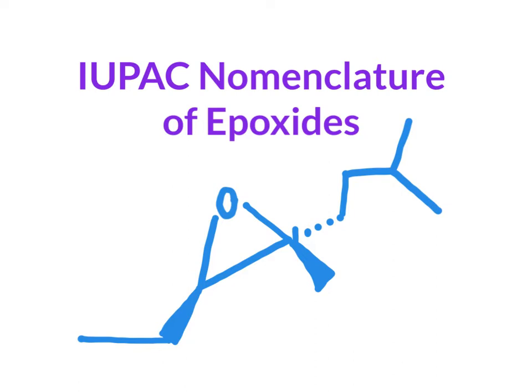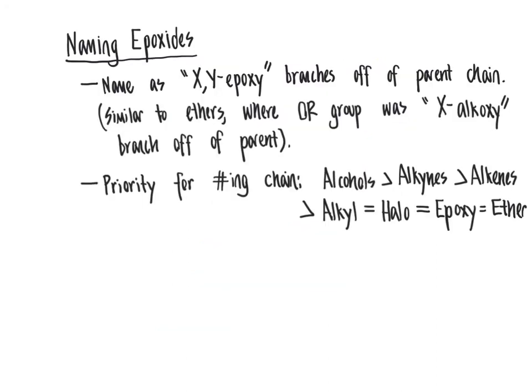What we will focus on in this video is how we go about naming epoxide molecules. How do we handle a molecule that has an epoxide functional group in the chain, or perhaps an epoxide functional group plus some other functional groups? Before we get started on an example problem for naming epoxides, I first want to go through a couple of pointers to keep in mind.